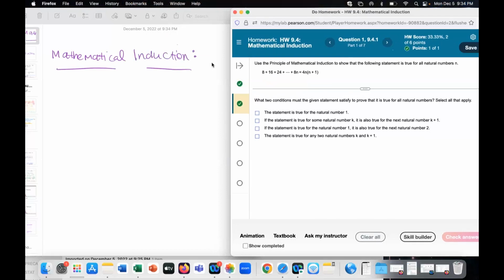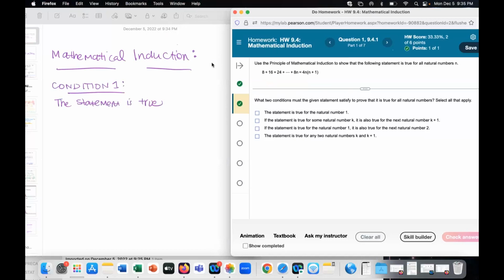So we're doing this with regards to natural numbers. Our natural numbers are going to be like the counting numbers. So if we were going to count the people in our classroom, we would start with 1, 2, 3, 4, and so on. So we're going to use mathematical induction to show this is true for all natural numbers. The first condition says the statement is true for the natural number 1.